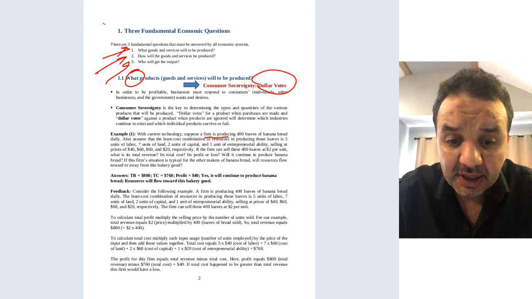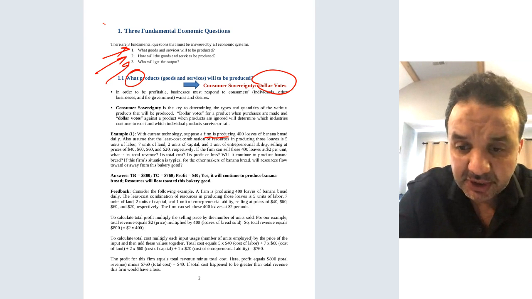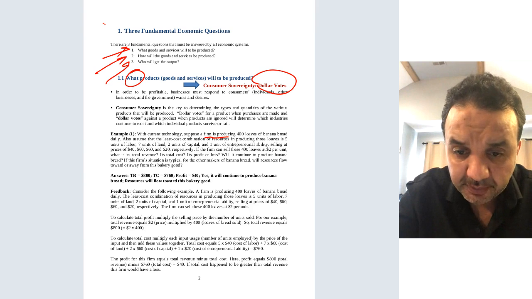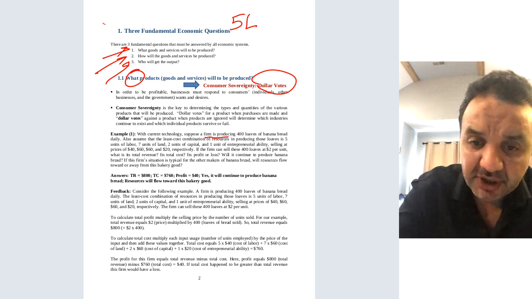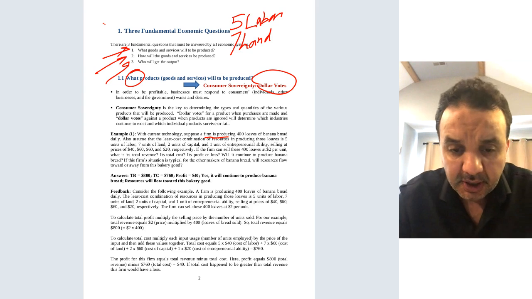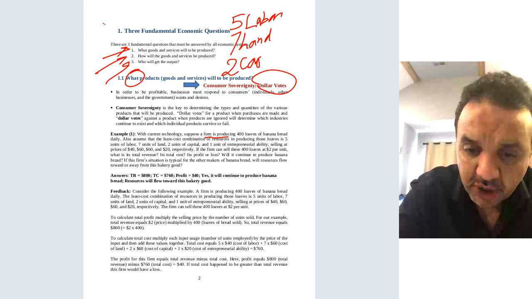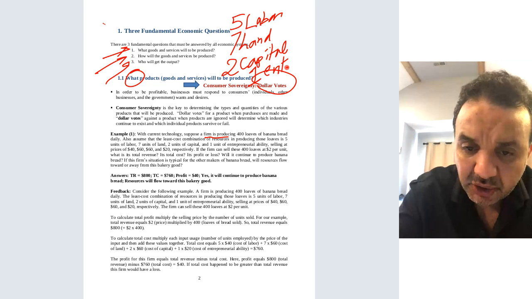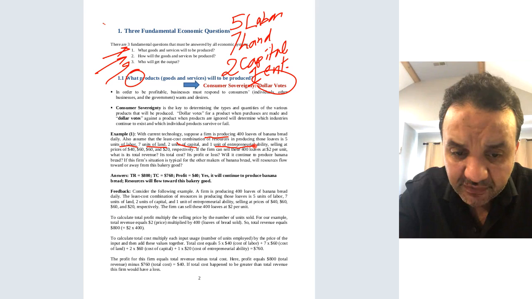Also assume that the least cost combination of resources in producing those loaves is 5 units of labor, 7 units of land, so let's write down here. 5 L, so this is 5 units of labor, 7 units of land, and 2 units of capital, and 1 unit of entrepreneur ability. Okay, so these are the resources which I have: 5 units of labor, 7 units of land, 2 units of capital, and 1 unit of ability.